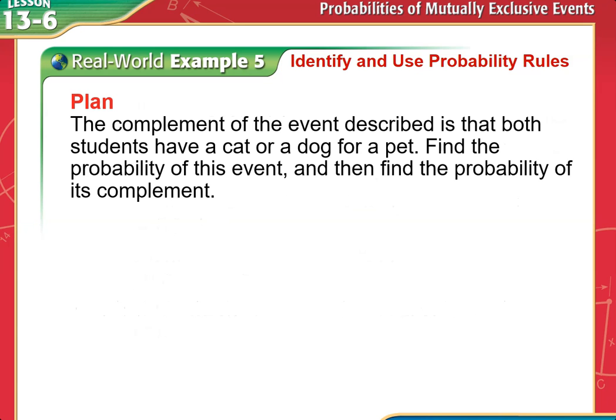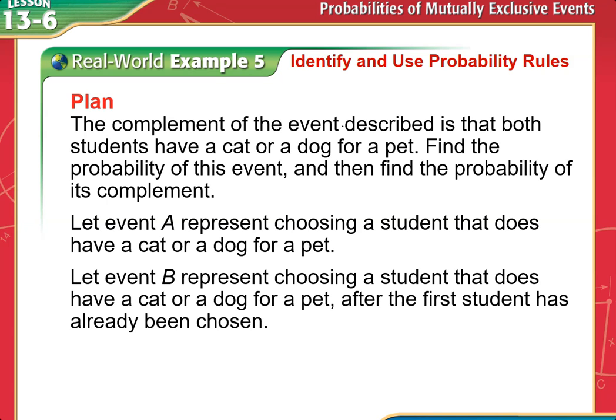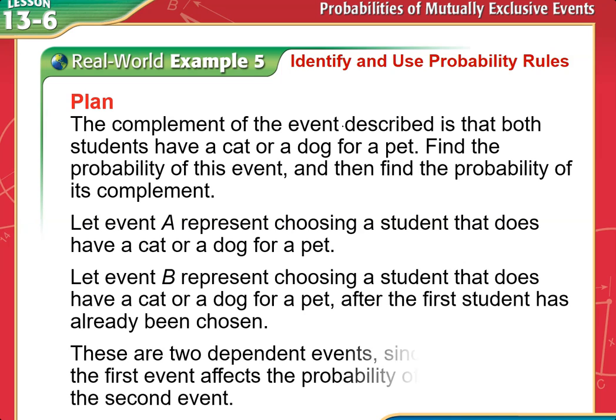So the complement of the event described is that both students have a cat or a dog for a pet. So instead of doing 3 probabilities, we could find the probability of this event, and then find the probability of its complement. So the event A represents choosing a student that does have a cat or dog, and event B is choosing a student that does have a cat or dog after the first student has already been chosen. These are 2 dependent events, since the outcome of the first event affects the probability of the outcome of the second event.